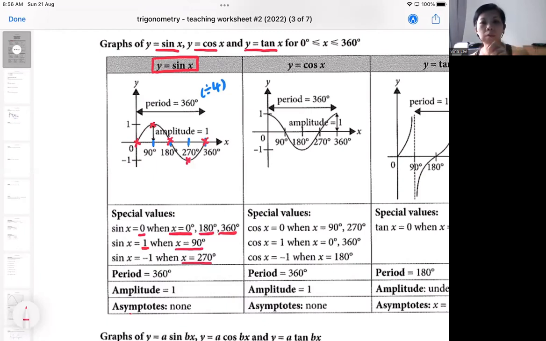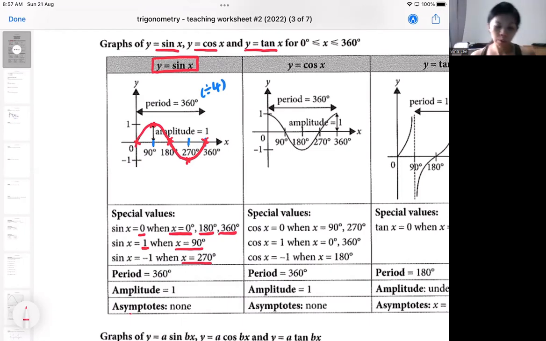You should have all the guiding points, then you will do out a sketch. Do not draw it freehand. It will be quite ugly and sometimes you will land yourself with a wrong graph. So that is the idea.